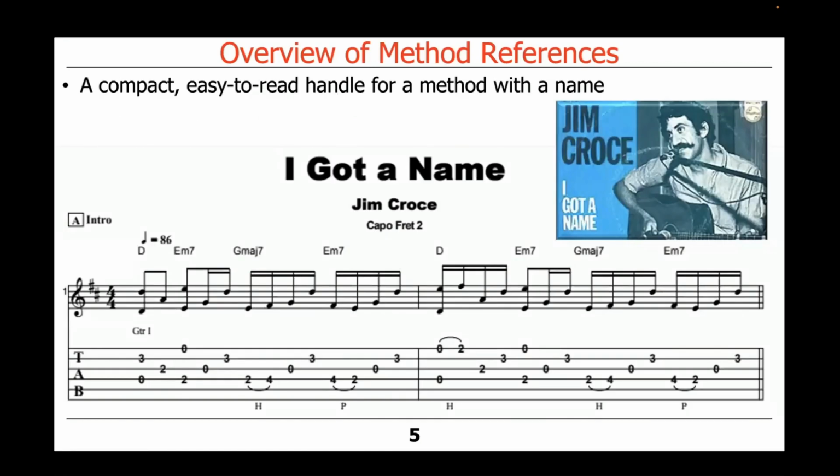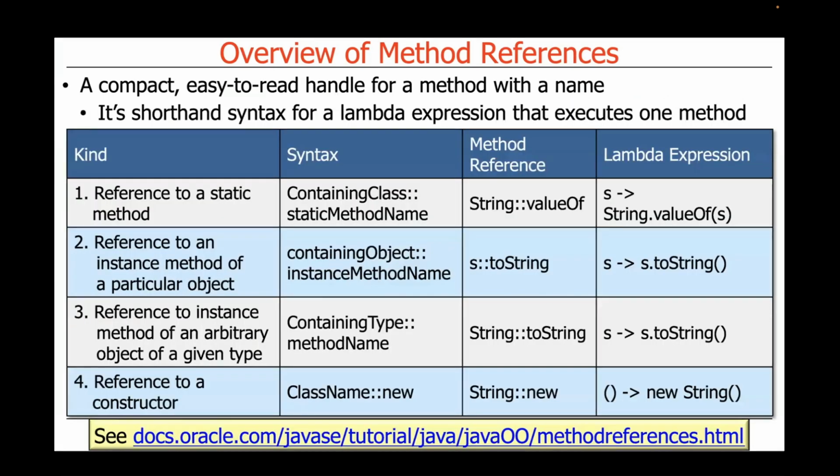So what is a method reference? Well, a method reference is a very compact, easy to read handle, probably should put that in quotes, for a method that has a name. So in contrast, lambda expressions are unnamed blocks of code, whereas method references are names for methods that are used in certain contexts. So it's basically shorthand syntax for a lambda expression that executes a single method. And you can read more about method references at the link at the bottom of the slide.